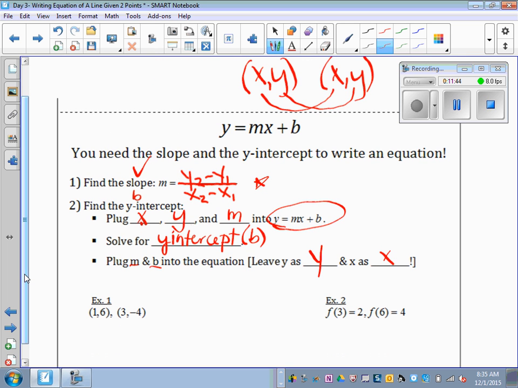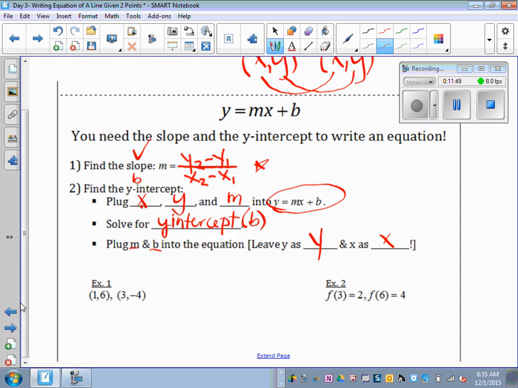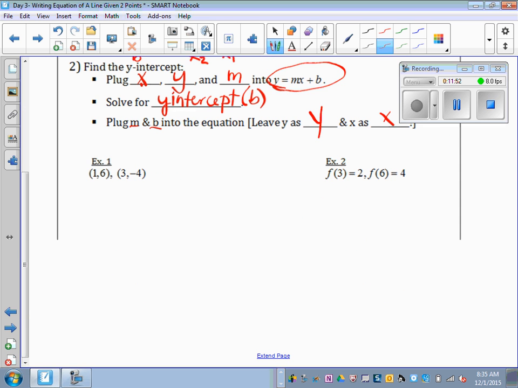Alright, questions so far? Okay. So notice now they've given us 2 points. They did not give us the slope, and they did not give us the y-intercept, so we have to find each of these. My slope is subtracting your y's and subtracting your x's and dividing the two. So in my equation here, I'm going to subtract my y's, so negative 4 minus 6 divided by, and maintain that same order, 3 minus 1.